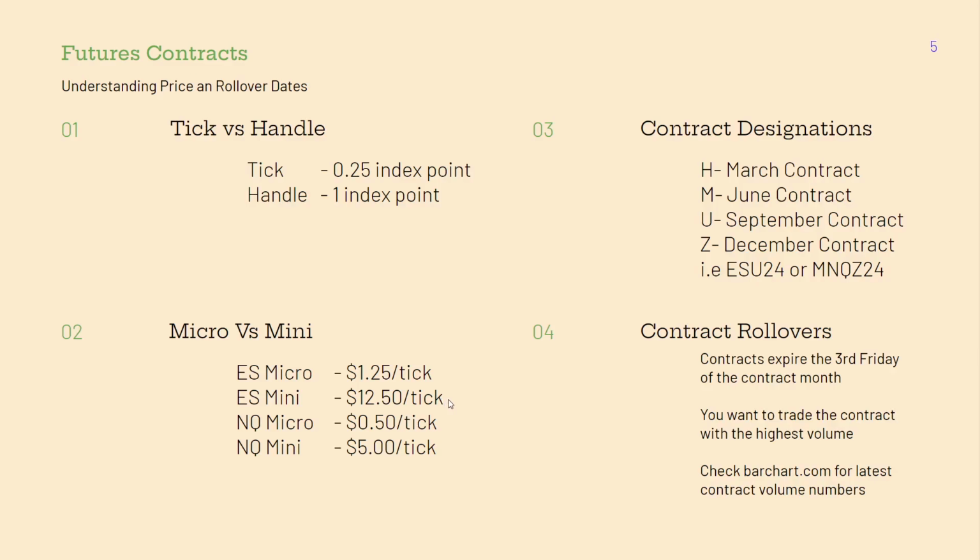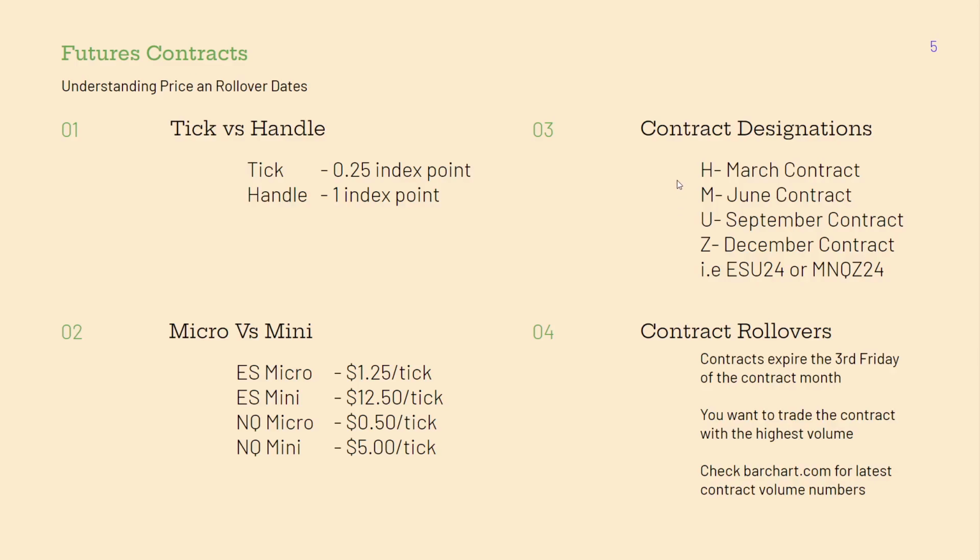One handle is $50. So as you probably know, these price swings can be very exciting or put some fear into your heart. The NASDAQ, a much more volatile index, is only 50 cents per tick on a micro contract. But once you go to the mini, it is $5 a tick. We look at $20 US per handle.